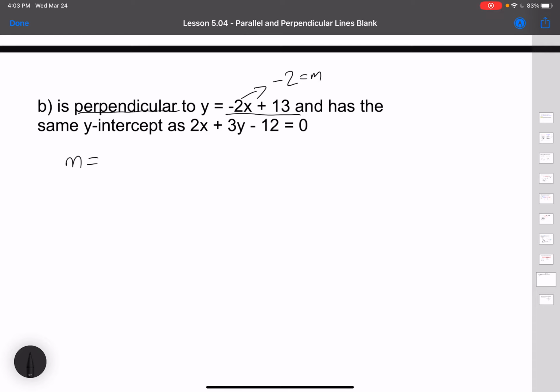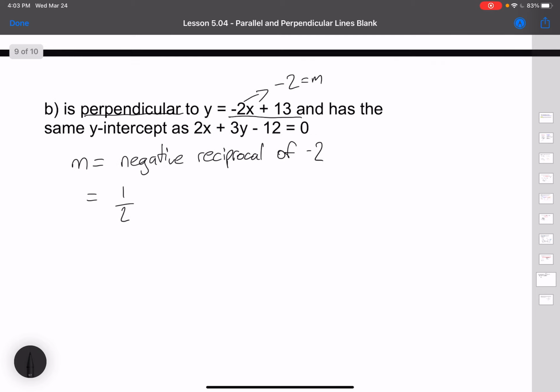I'll just write that down. Negative reciprocal of negative 2. Okay, and what is that? Well, flip it over. It's going to become 1 over negative 2. But remember, if you're taking the negative reciprocal, the sign switches, so instead of a negative number, we can just leave it as positive. So the negative reciprocal is just 1 over 2. So our equation is going to look something like y equal to 1/2 x plus b. So we just need to figure out, what is b?